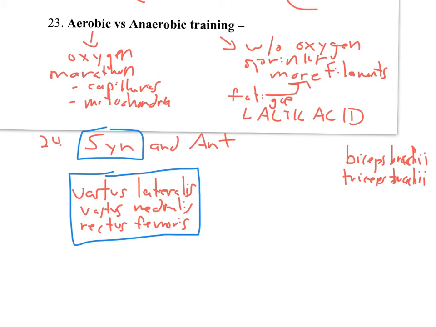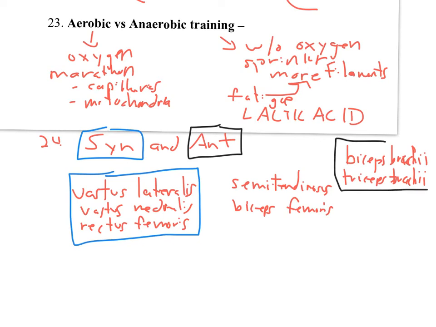If I want to think about the antagonists to the quadriceps muscles, those would be on the back of the leg. The muscles that act to flex your lower leg, if you curl up your knee, and that's the hamstring muscles, which are your semitendinosus, and your biceps femoris. So I'm going to outline it this way. So if I want to look at examples of antagonists, I can say the biceps are antagonists to the triceps, and I could say the quadriceps are antagonists to the hamstrings.